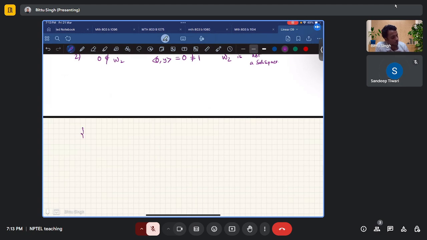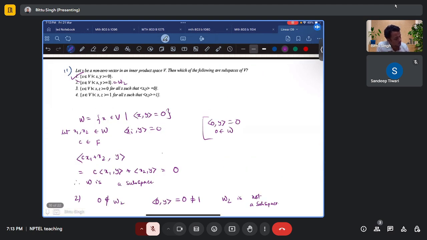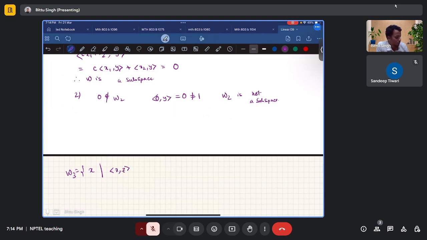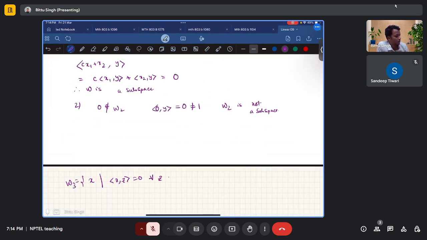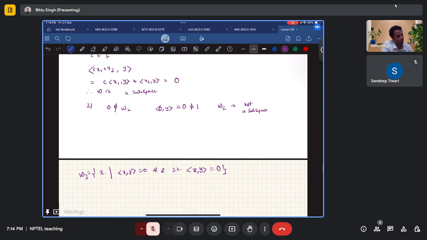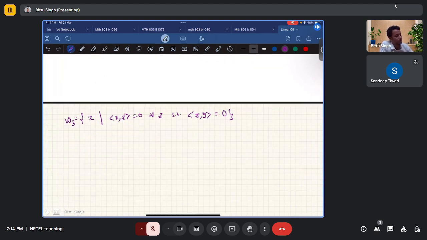It is given that W3, that condition, is all x such that the inner product with z is 0 for all z which satisfies the property that z comma that fixed vector is actually 0. This inner product is 0. So 0 is already there, because 0 satisfies this property: whatever z is given, 0 times z is always 0. So 0 is there.